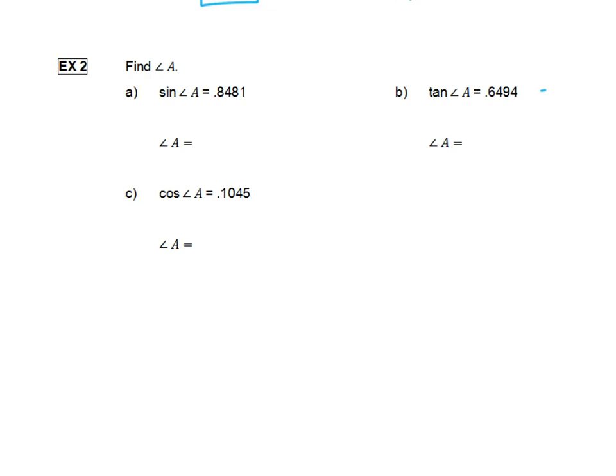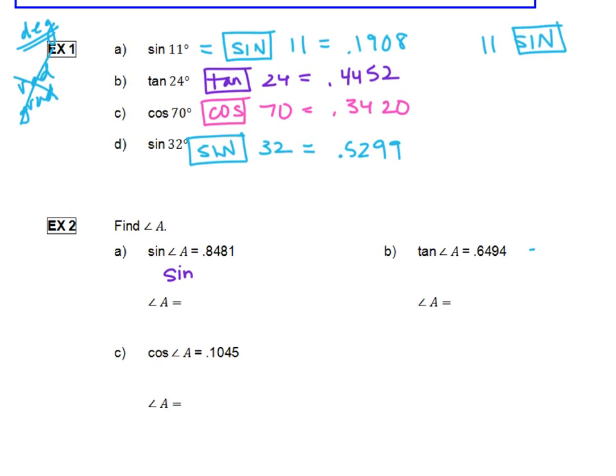Find angle A. Well, the difference here is, if you're using your calculator and you type in the sine button, you need to have an angle measure with that sine button. So if you notice, they actually told us what the sine value was. They said the sine of angle A equals 0.8481. See how that's kind of like these decimals we were getting up here when we found the sine? So I already know what the sine is. We're trying to find what the angle is.